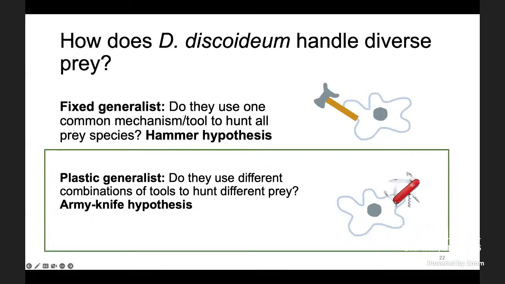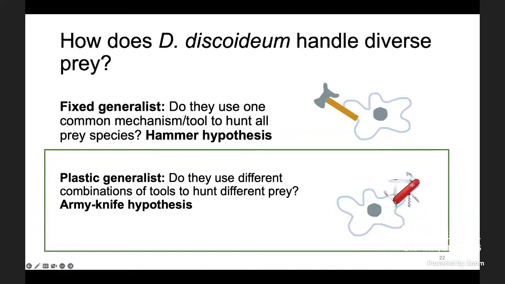okay, if Dicty uses the army knife technique to hunt different prey, then when it is switched from one prey to another, it has to switch between its tools. So it experiences a temporary reduction in growth rates when it does that. But then eventually when it is used to eating the same bacteria, it's fine. So it's a temporary reduction in growth rate. That's why you'd expect to see switching costs.